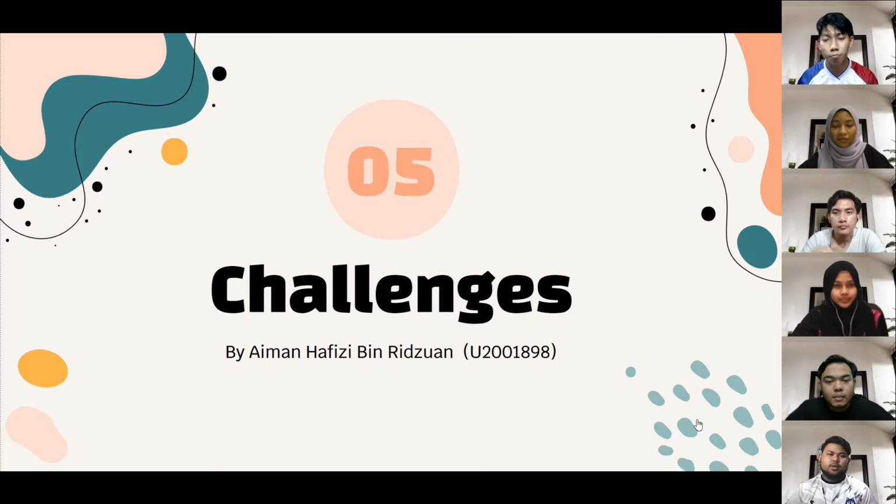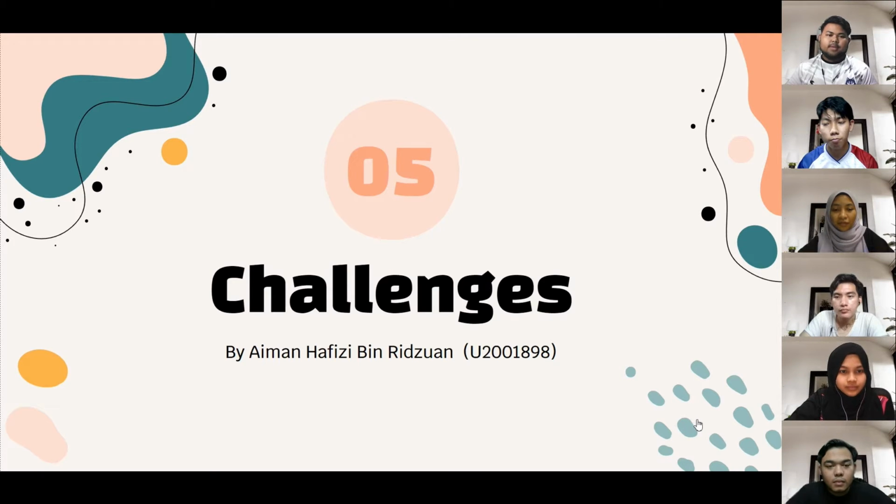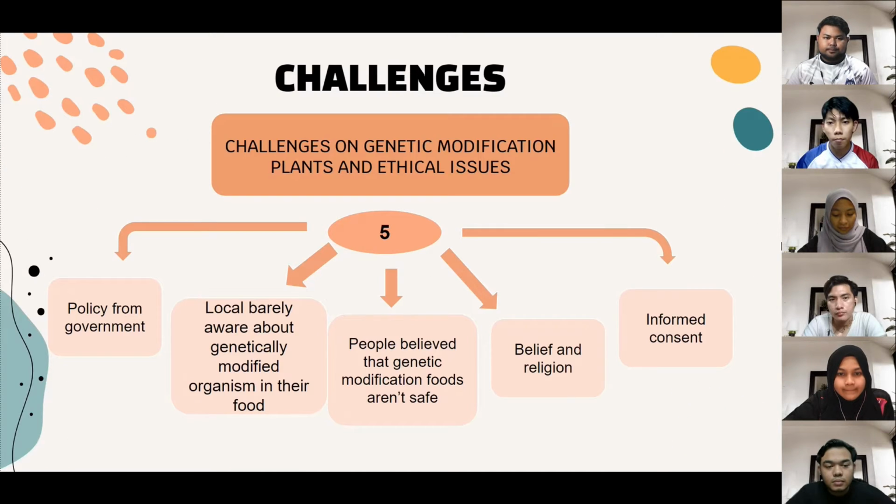Thank you, Afif. Okay, I will introduce myself. My name is Aiman Hafizi bin Rizwan, with metric number U20018898. I will present about the challenges in GMO plants. The challenges of genetic modification of plants and ethical issues. There are 5 points: policy from government, locals barely aware of genetically modified organisms in their food, people believe that genetically modified foods aren't safe, belief and religion, and the last one is informed consent.